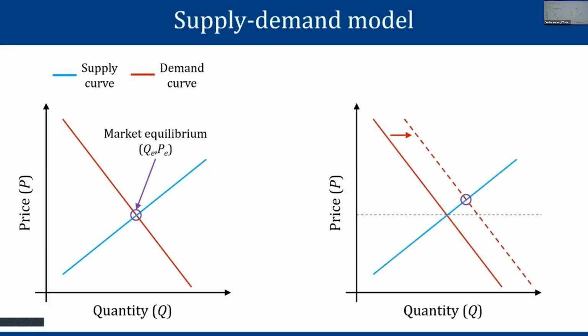So if the global demand of the product is increased, the demand curve will be moved to the right, as shown on the graph on the right hand side. And in this case, we can see that the amount of the product traded is increased, and the price of the product is also increased.